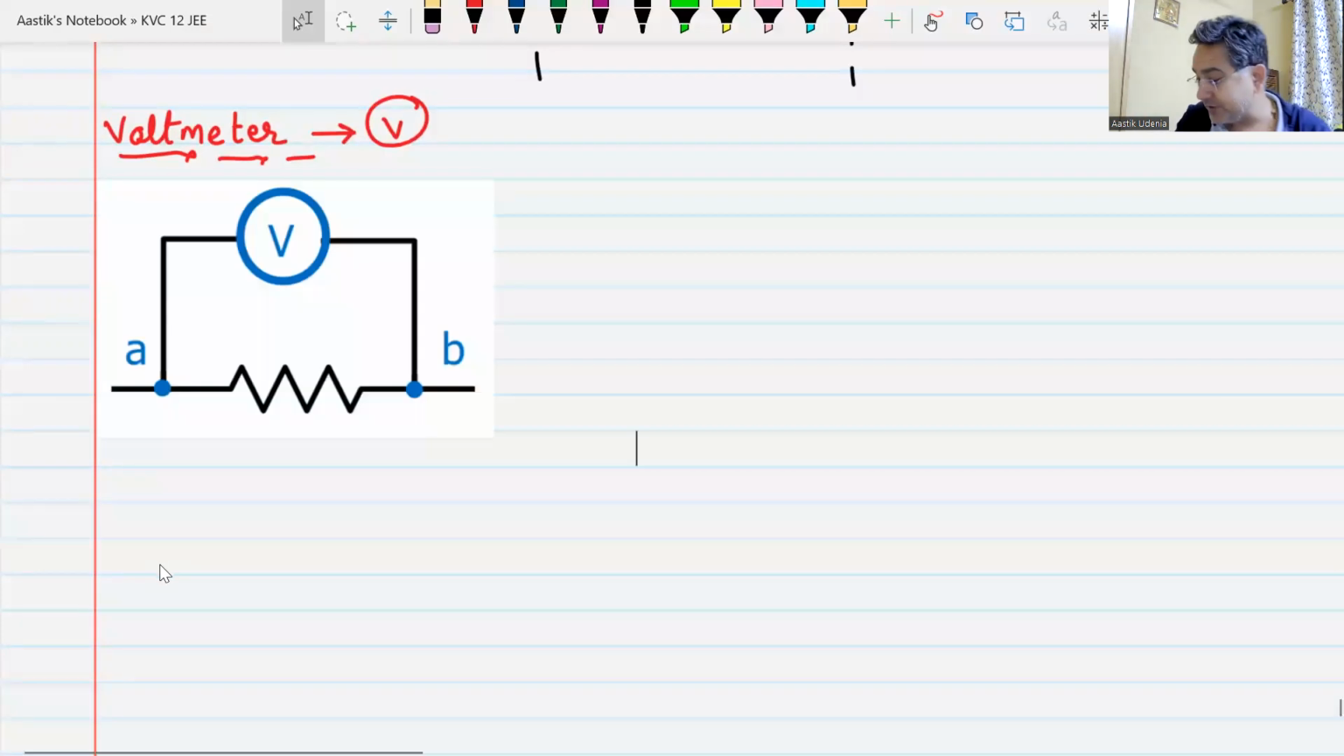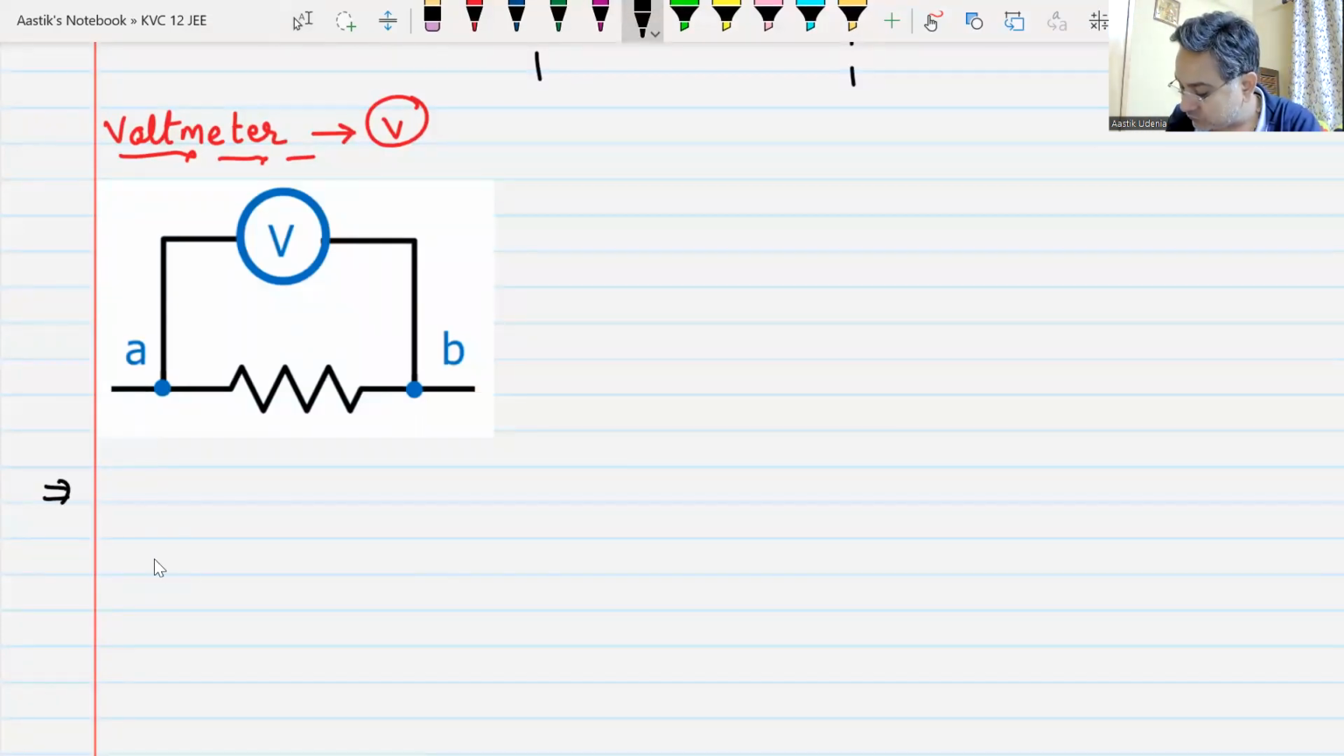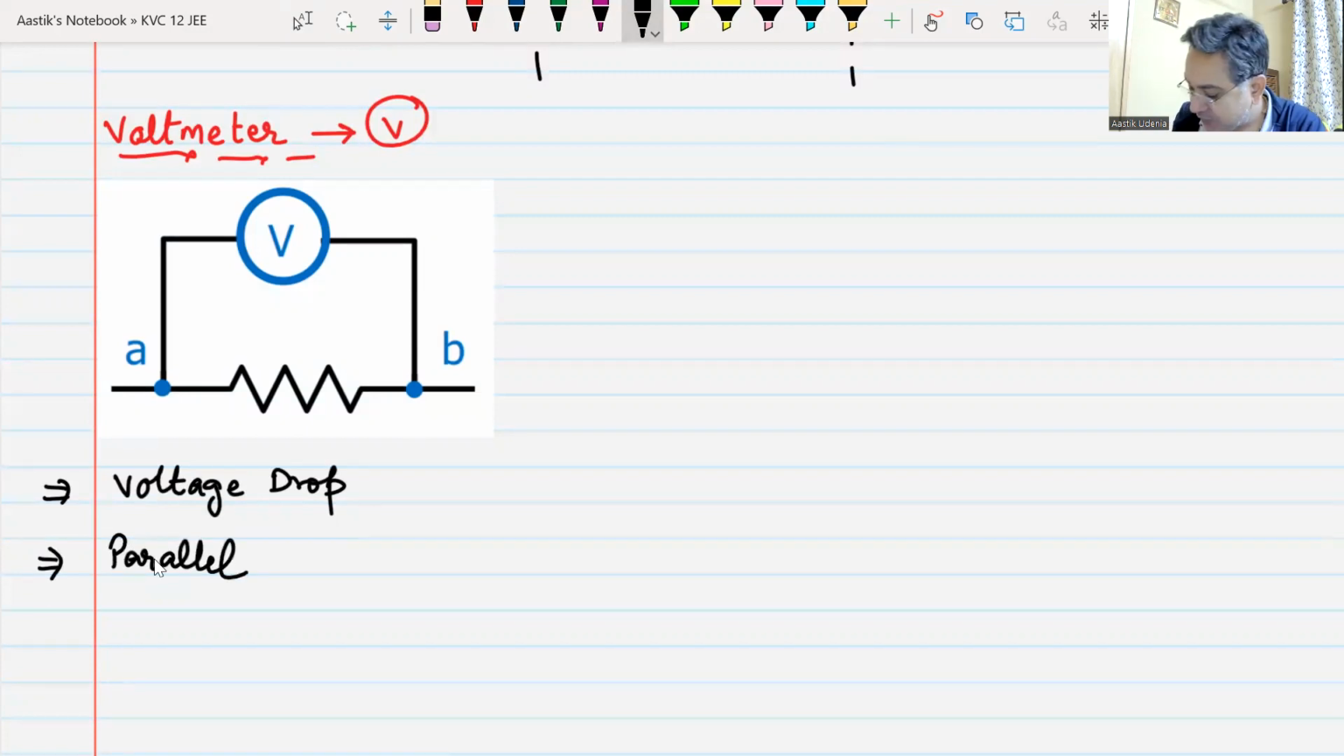Okay, voltmeter. It measures the voltage drop across 2 points, and it is always connected in parallel. Sir, it is always connected in parallel. And every voltmeter will have some range. That range will mean what is the maximum PD or potential drop it can measure.